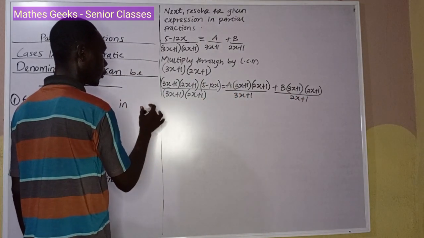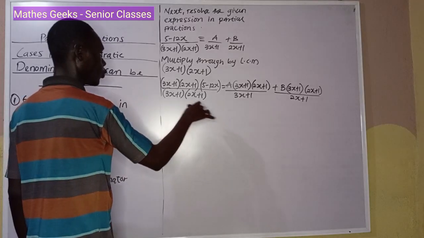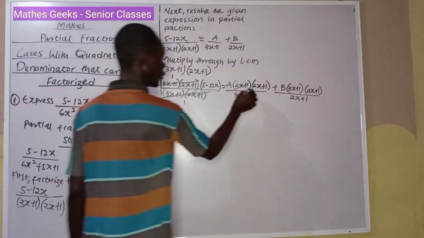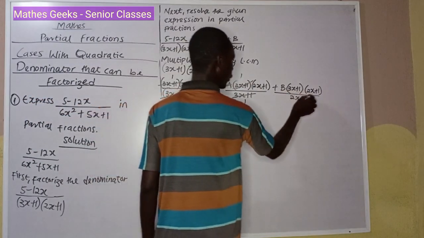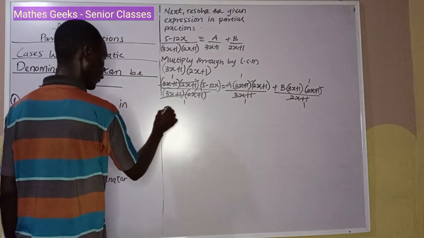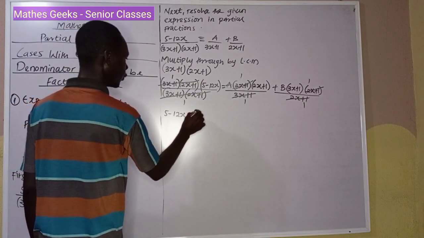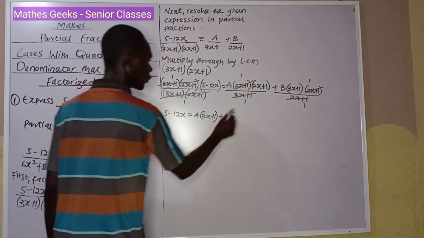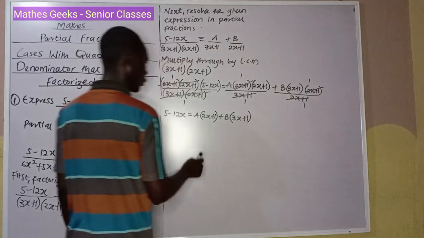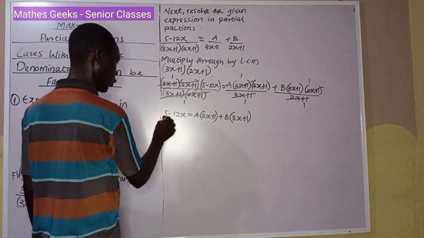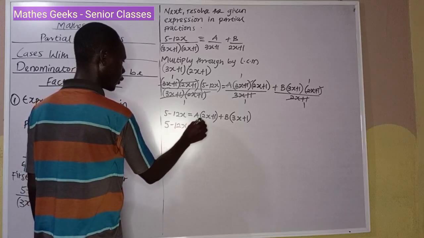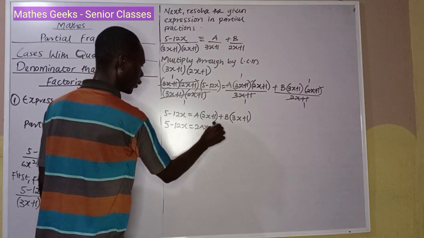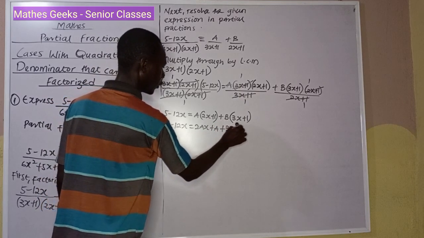Okay, so having multiplied through by the LCM, we're going to cancel out common factors. This is common, so we cancel it out. This is common, so we cancel it out. This is common, so we cancel it out. So we're going to have 5 minus 12x equals A times 2x plus 1, plus B times 3x plus 1. Okay, so we open the brackets. This is 2Ax plus A plus 3Bx plus B.